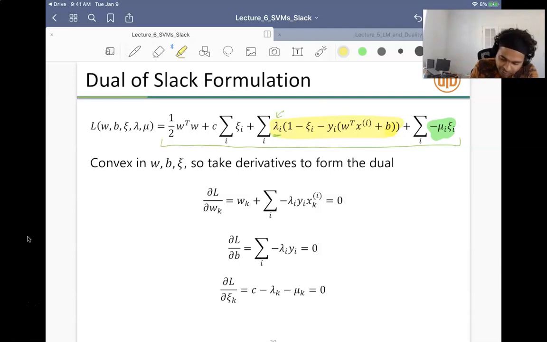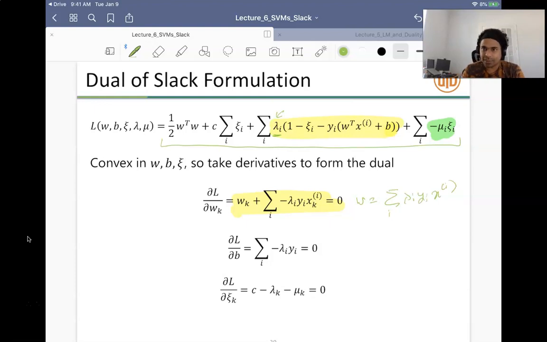When I take the derivative with respect to w, I get this relationship, which we saw in the standard case as well. This does not change. So my w is again this linear combination over lambda_i, y_i, x_i, which is good. I have this linear combination over my data points once I have my lambdas. From this, I get the constraint that the sum over i of lambda_i y_i must be equal to 0. And from this, I get the constraint that C is equal to lambda_k plus mu_k.